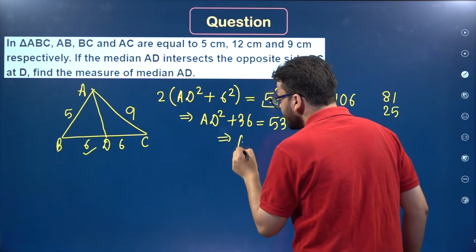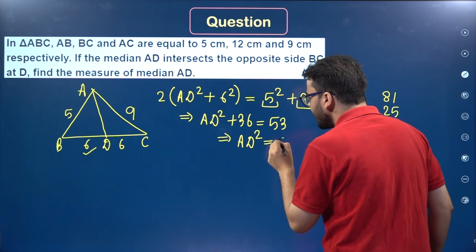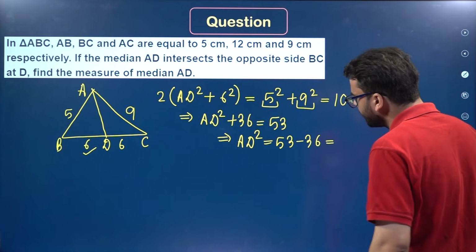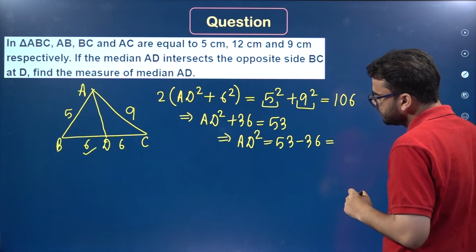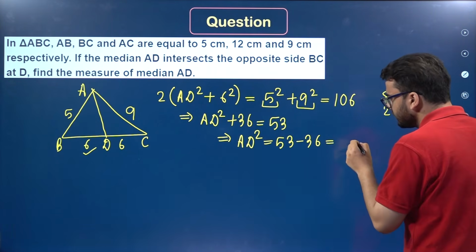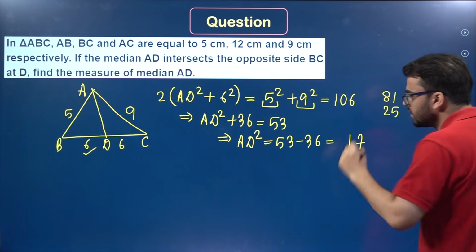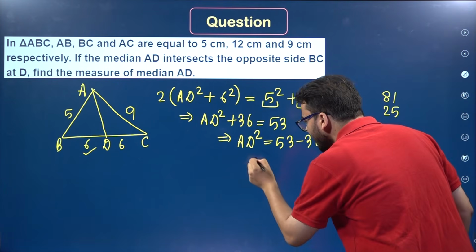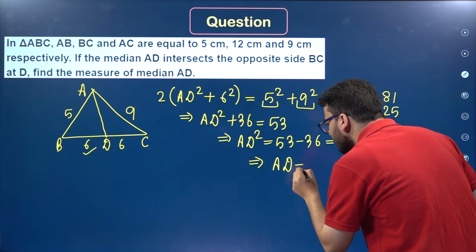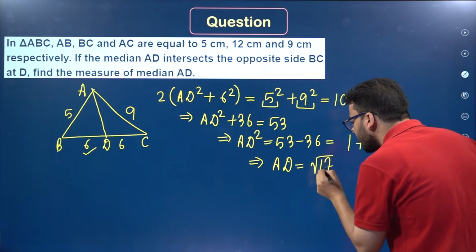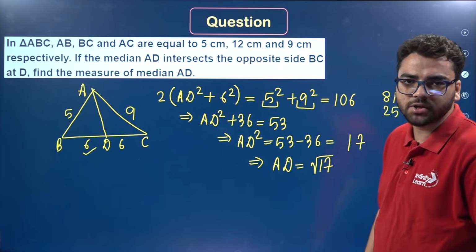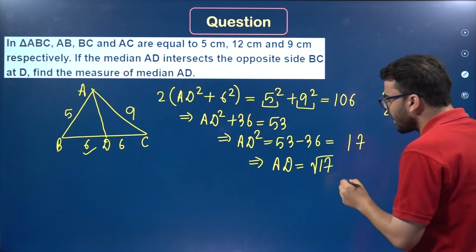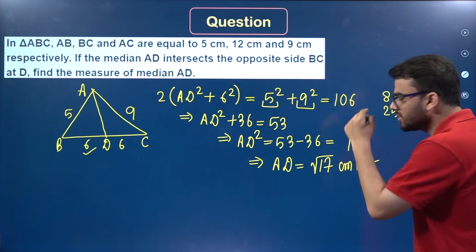So from here, AD square will be what? 53 minus 36. And that is equal to 17, I guess, over here. Yes. So that is equal to 17. So from here, AD will be equal to square root of 17. Although you will get 2 values over here, because this is a quadratic equation, distance cannot be negative. So you'll neglect the negative value. AD will be square root of 17 centimeter. So this is the answer.